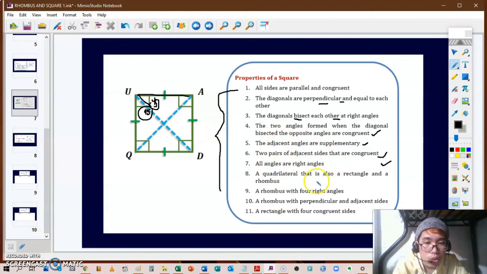So it is also a quadrilateral. There is also a rectangle and a rhombus, so it combines the properties of a rectangle and a rhombus. So that's the square for you. A square is a rhombus with four right angles. A square is also a rhombus with perpendicular and adjacent sides, and it's also a rectangle with four congruent sides. So those are the properties of a square. Okay, so there you go.